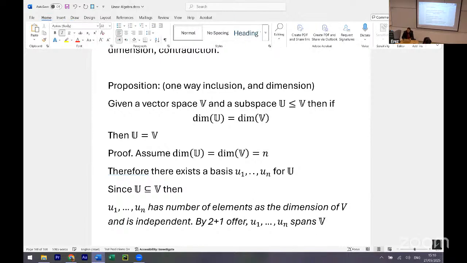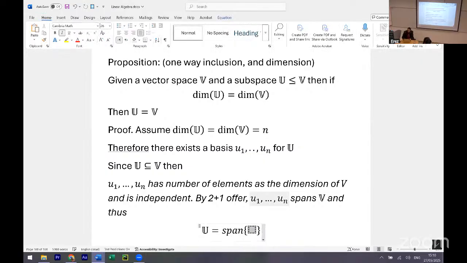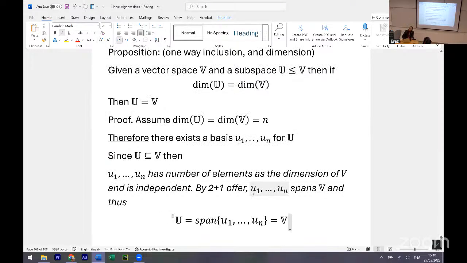Therefore, thus, U, which is the span of U1 to UN, also equals V, which is the span of the very same vectors. Okay, if it didn't span everything, then you could enlarge the independent set. Any questions thus far?